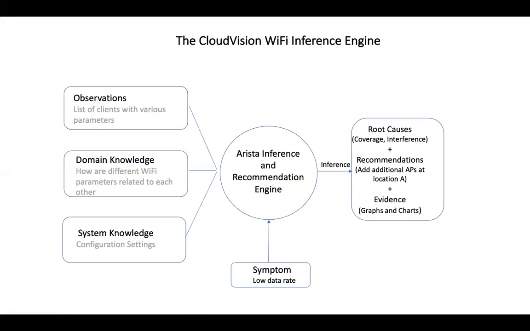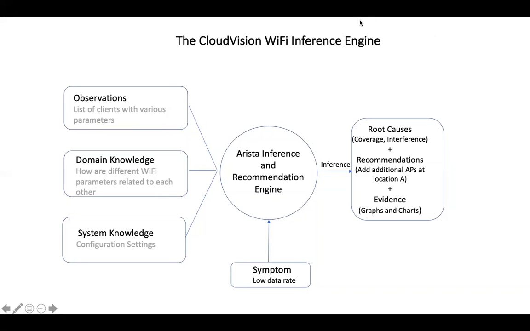Domain knowledge is captured using a dependency graph. For example, poor Wi-Fi coverage and sticky client issues depend on low RSSI values. All such dependencies are captured in a graph. The system knowledge contains parameters that capture the state of the Wi-Fi monitoring system. These are parameters such as the location tree, status of auto transmit power, is it on or off.